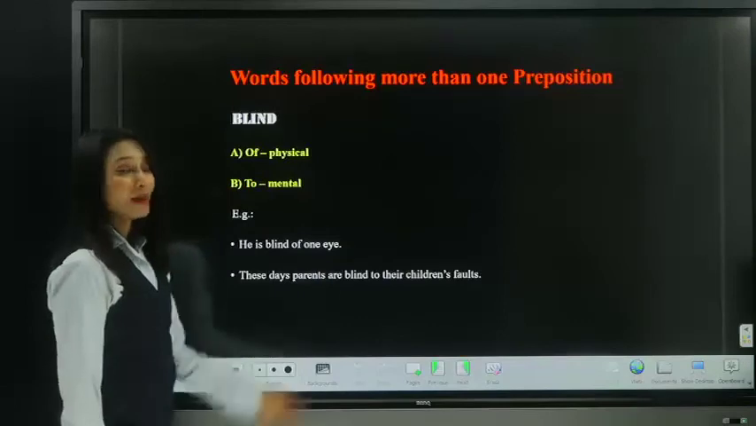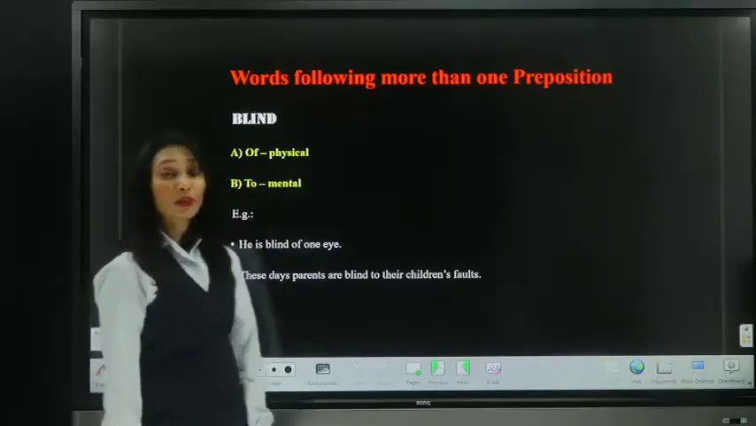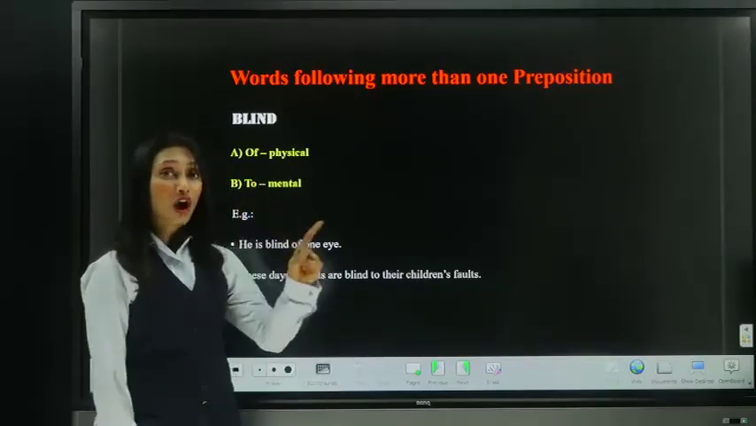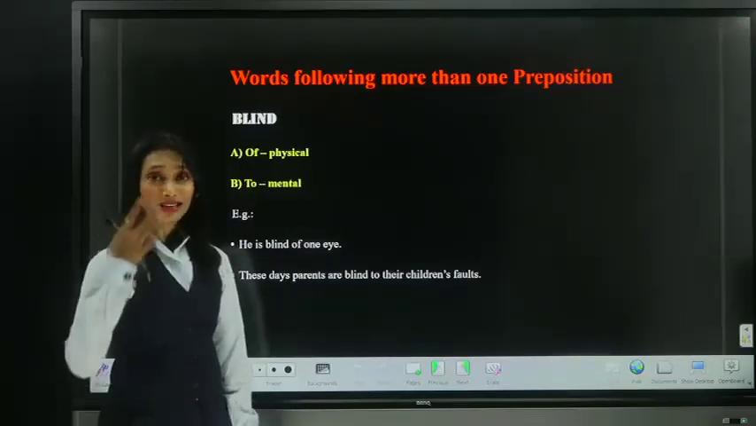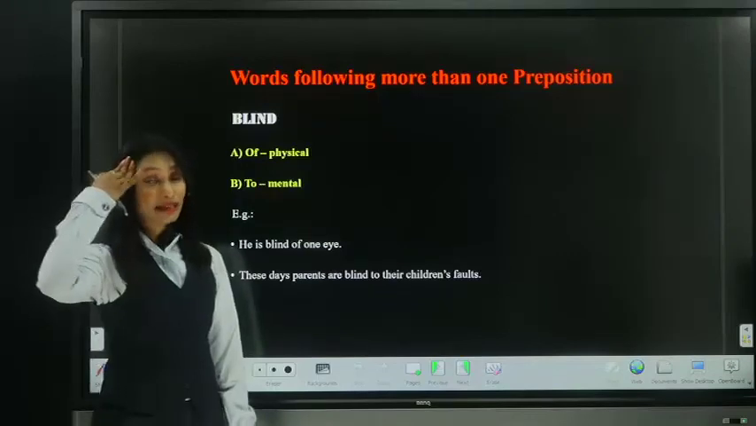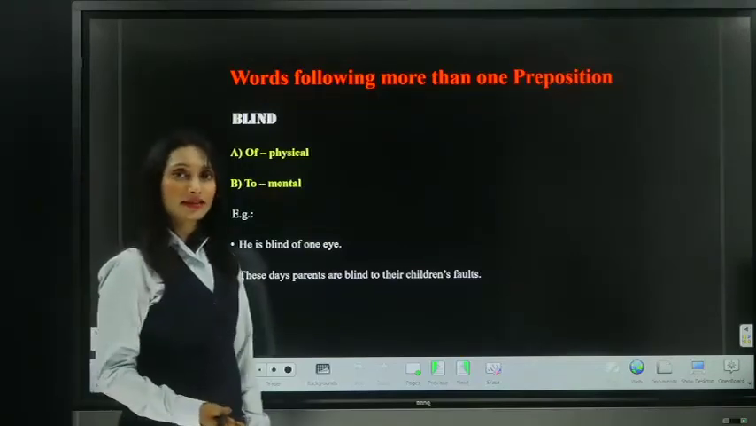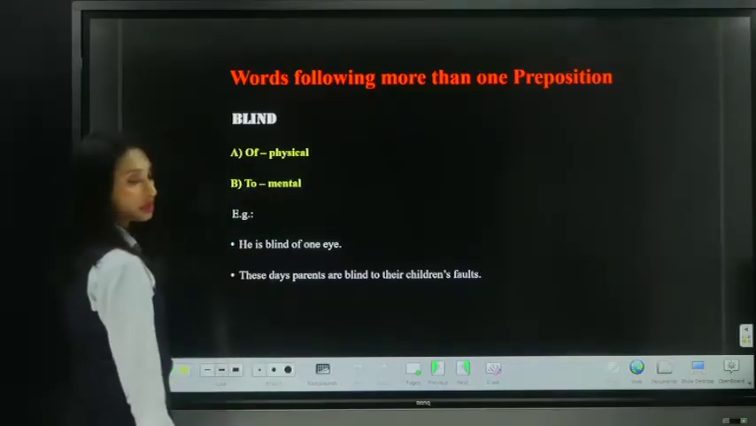Blind. Blind of, blind to. Blind is followed by two prepositions, blind of and blind to. Blind of is physical blindness. Blind to is mental blindness. What is this mental blindness? Let's see some examples so that you can understand.